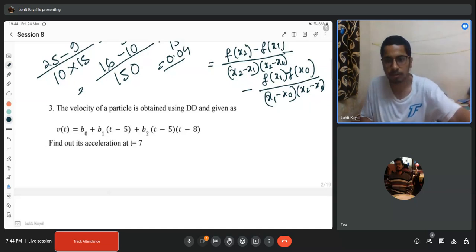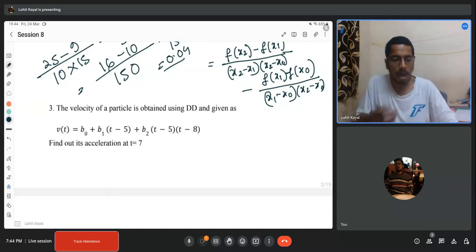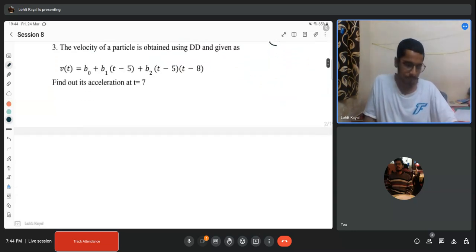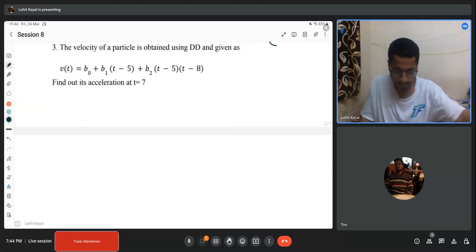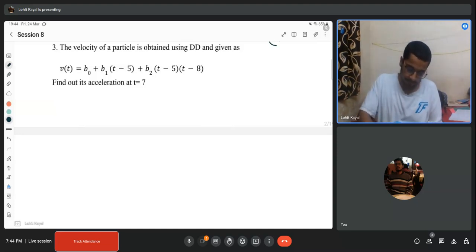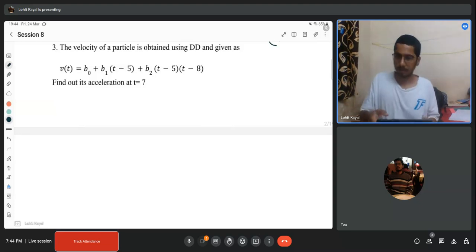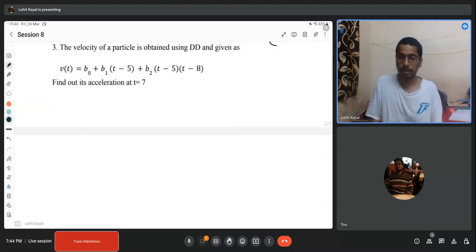Again here also we will use the table. Now here we need to find the velocity of a particle. Sorry, we are given a data set. From here I need to calculate the velocity of the particle at t equal to 7.